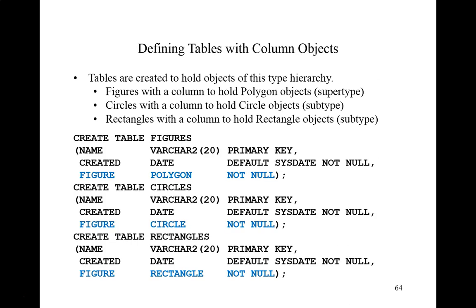Now we'll create tables to hold objects from this type hierarchy. We have a table called figures, which will hold polygon type objects. But remember, there will never be instances of polygon. So when we specify this will hold the supertype, we'll be able to insert any of the subtypes into this position. The circles table has a column that will hold only circle objects. The rectangles table has a column that will hold only rectangle objects.